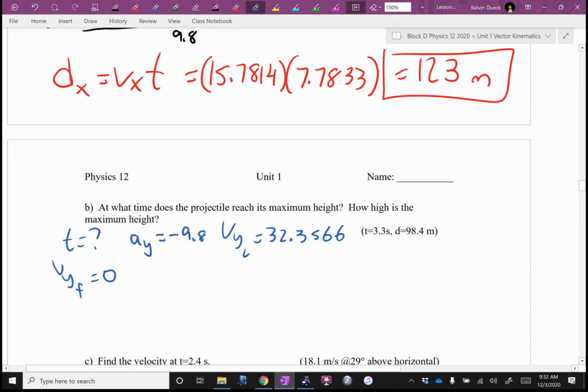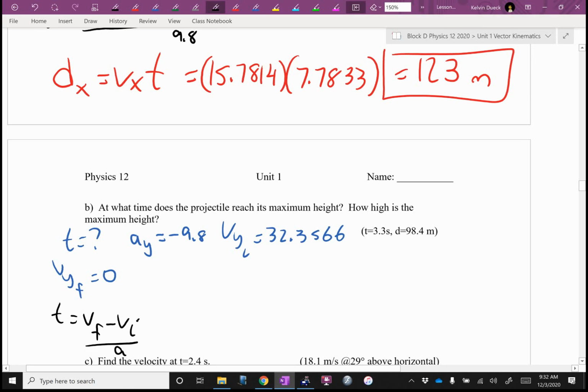So how could I find time? Thankfully, not with the quadratic formula. Looking for an equation that has a T, an A, a VI, and a VF in it. It's our old friend. VF equals VI plus AT. T equals VF minus VI over A. Double check. Vertical, vertical, vertical. I'm good. I'm not putting a horizontal into a vertical.